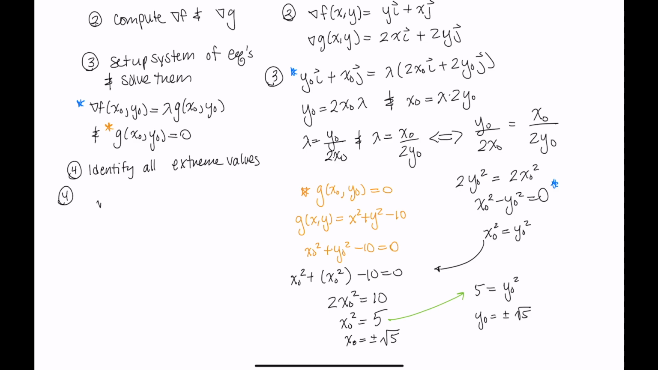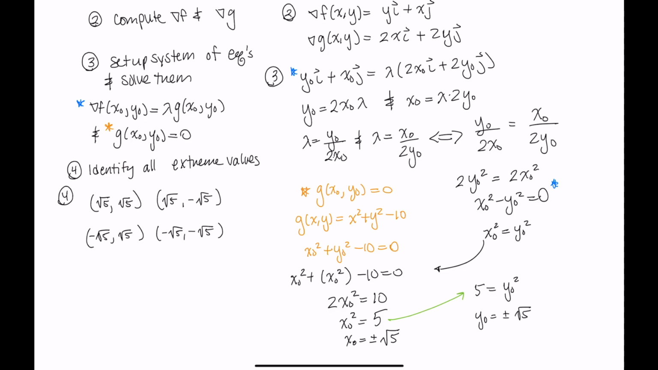Our possibilities are the square root of 5, comma the square root of 5, and also the square root of 5, comma negative root 5, since we need our positive version of x with both the positive and negative version of y. And now I'm going to have the negative x naught value with both the positive and negative version of y. So negative root 5, comma root 5, and negative root 5, comma negative root 5. So those are all the possible extreme values.